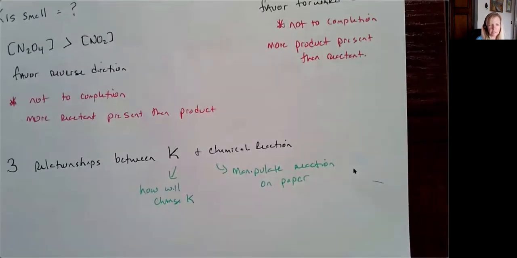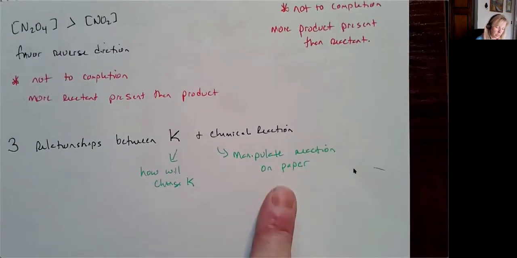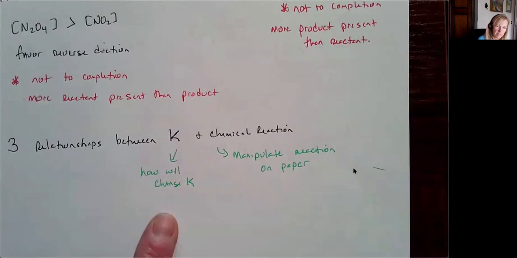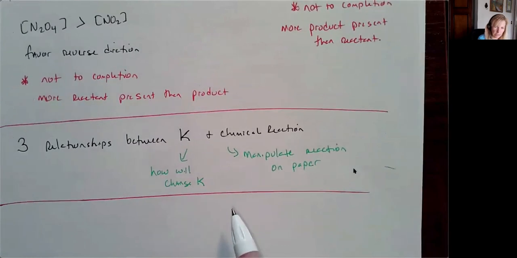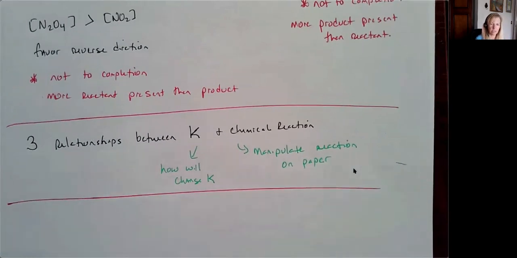So I only need to use these if I'm manipulating this reaction on paper and I want to know how it's going to change K. So that's where looking at these 3 here might save you a little bit of calculation time, so you can understand these relationships between them.